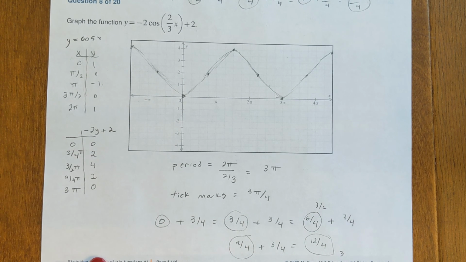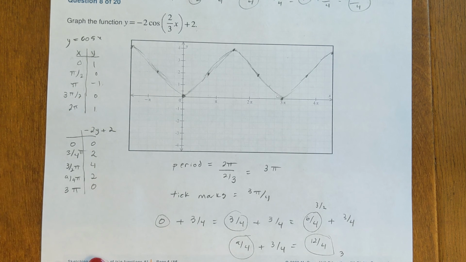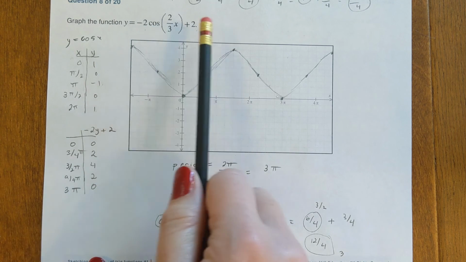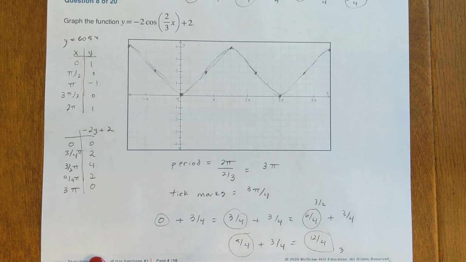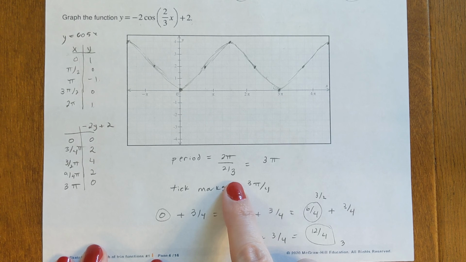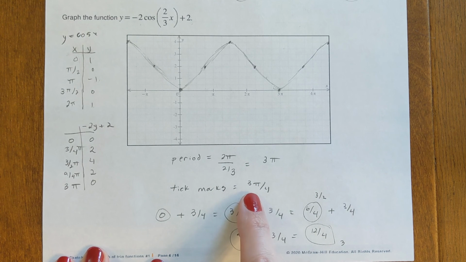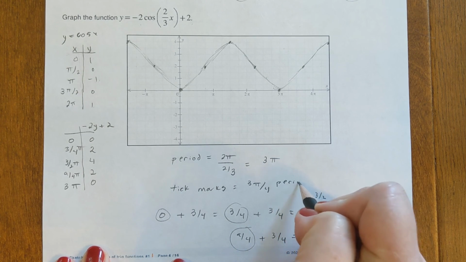So anyway, get to know what cosine is for the original numbers. Get to know what the sine is for the original numbers. All right, so the y is -2y plus 2. The period got messed up again on this one. So again, using the formula 2 pi over b, it'd be 2 pi divided by 2/3, which is 3 pi. The tick marks then would be 3 pi divided by 4. You take the period and divide by the number 4 to get the tick marks.